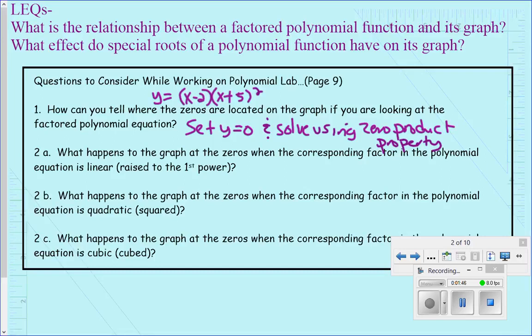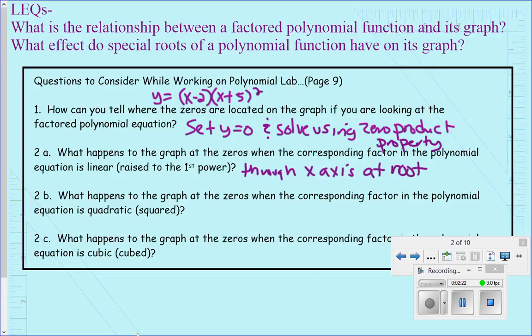Now, you can't make a generalization based on just one fact. So if you look at the second equation, we have x minus 2 to the first, x plus 2 to the first, and x minus 3 to the first. All three of those are to the first, and all three of those went through the x-axis at those zeros. So we can generalize now: when we have a factor raised to the first power, it's going to go through the x-axis at the root.